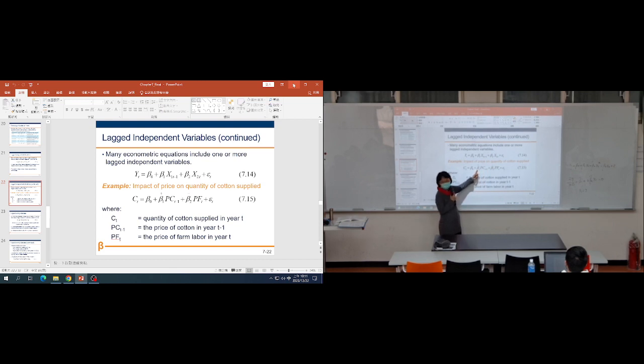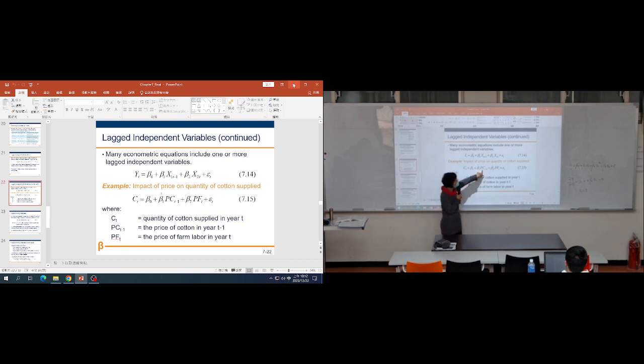So how do you explain? How do you interpret the meaning of the beta 1? And this is also all in level forms, right? So it's linear form of the function. Okay, so this means that if the price of cotton increases by maybe $1, or whatever measurement units, then the cotton supply will increase by beta 1 units, measurement units.